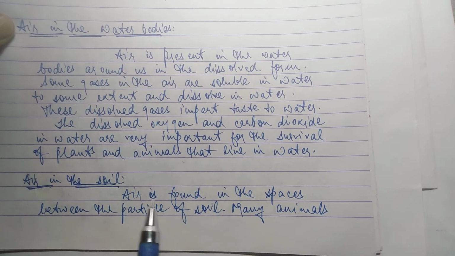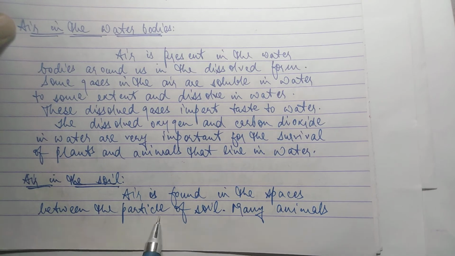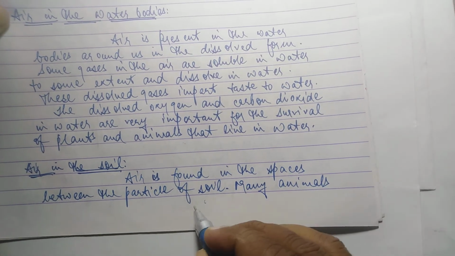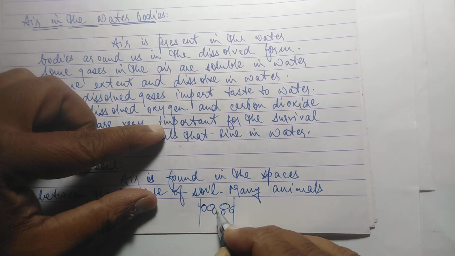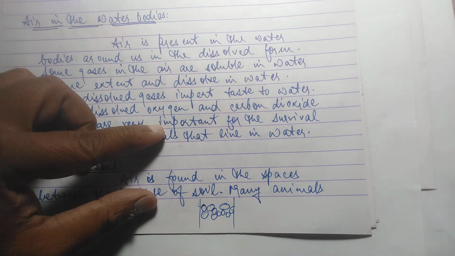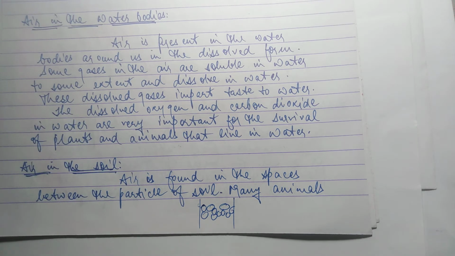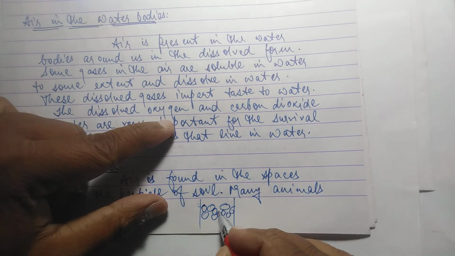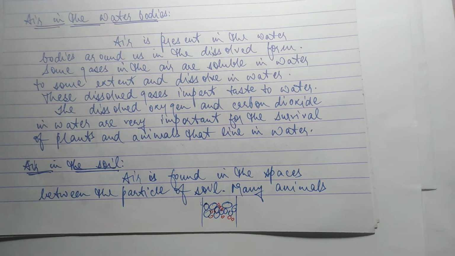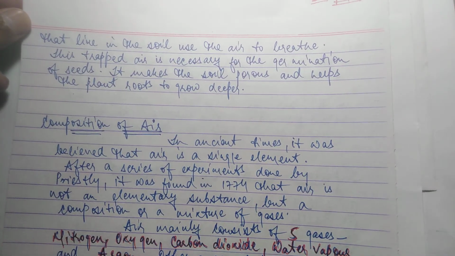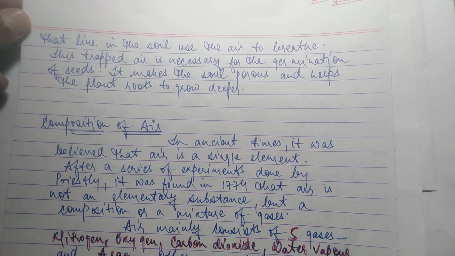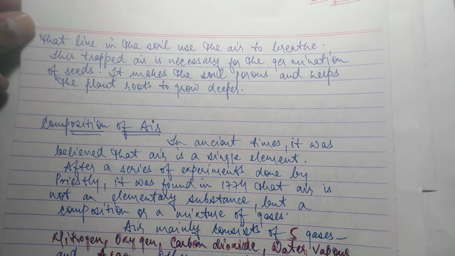Now, air in the soil. Air is found in the spaces between the particles of the soil. Suppose that this is the soil. Okay, so in between here you will find air particles. Organisms that live in the soil use the air to breathe. This trapped air is necessary for the germination of the seeds.